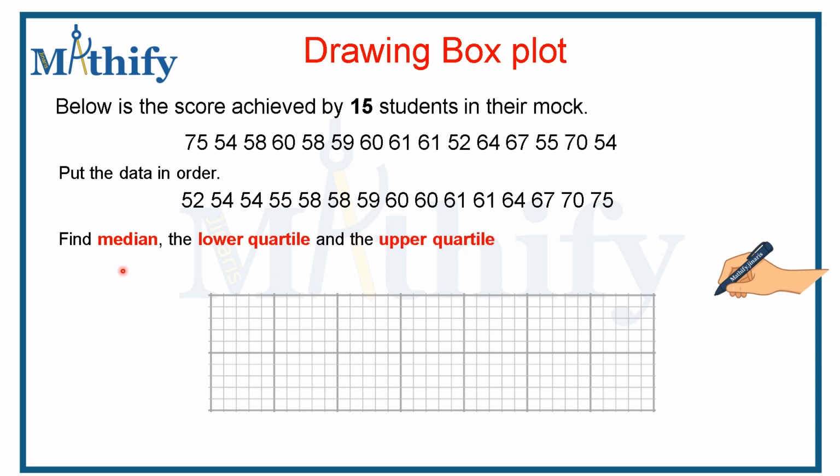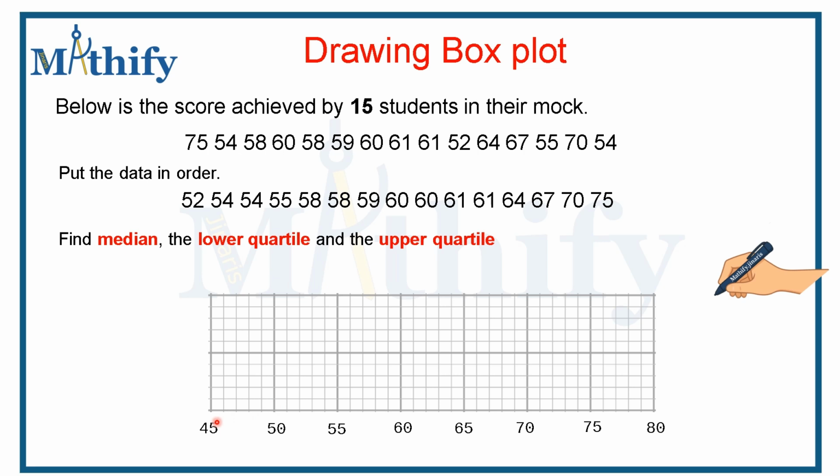How do we work out the median, the lower quartile and the upper quartile? But before we do that, there is something very important, and that is labeling the graph. Labeling the graph affects the accuracy of the results. If you can label the correct numbers properly, you will get the correct answers and it will show high levels of accuracy. So 45, 50, 55, 60, 65, 70, 75, 80.